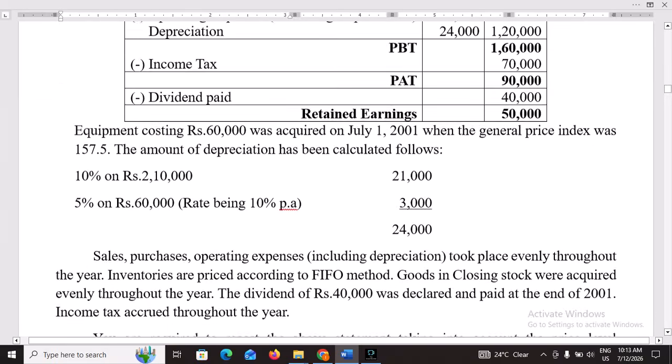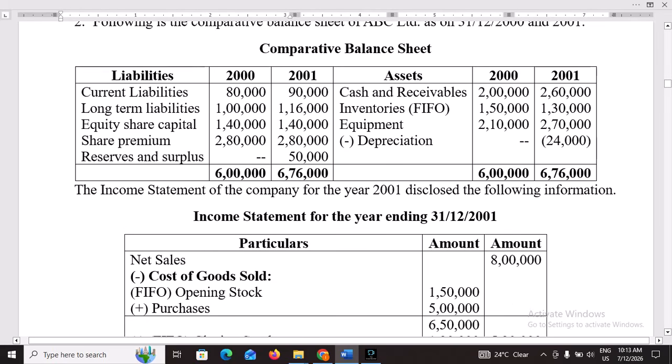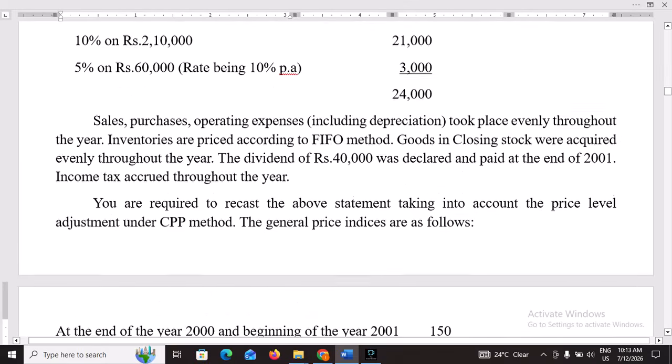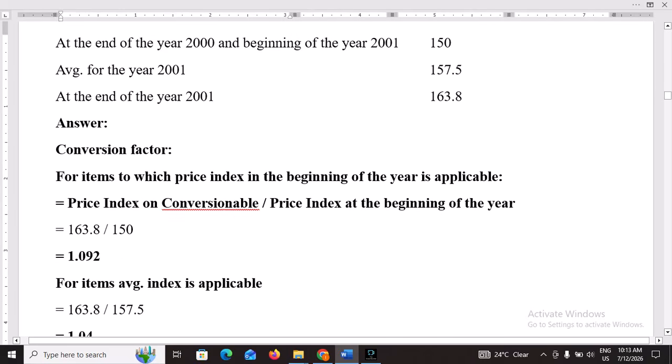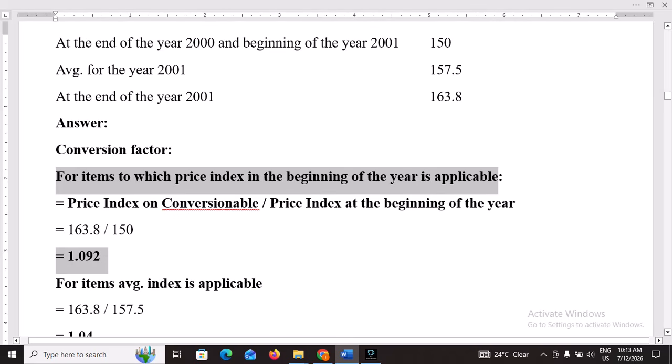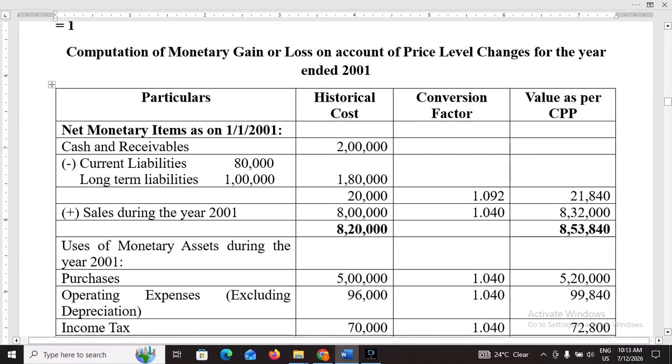Take only current liabilities and long term liabilities. So for 1/1/2001, the opening conversion factor is 1.092. So simply 20,000 into 1.092 is 21,840.